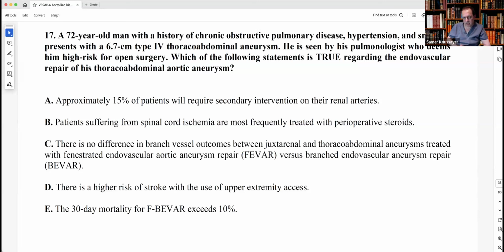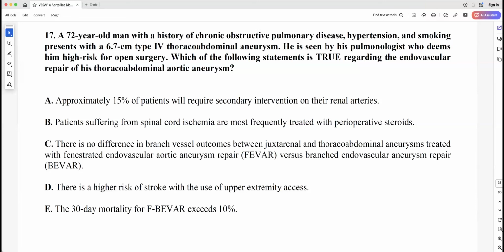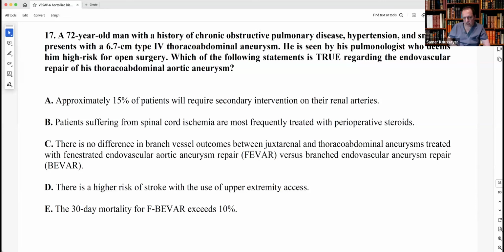That's the reason why most of these patients end up with stent fractures with time, after a long, long time. So most issues come after FEVAR and BEVAR from the stent in the renal. Very rare to get a problem from a stent in the celiac or SMA. So the chance of reintervention in the renal is a bit high, but not 15%. I think it's too much. Can you guess a number? Just guess a number.